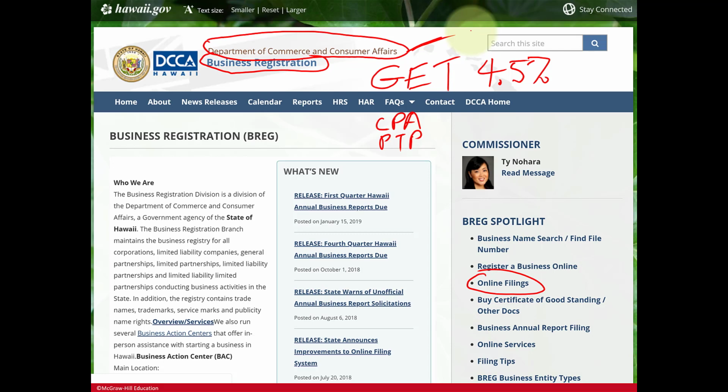If you have employees working for you, you need to apply for an employer identification number, and the place you go for that is the IRS.